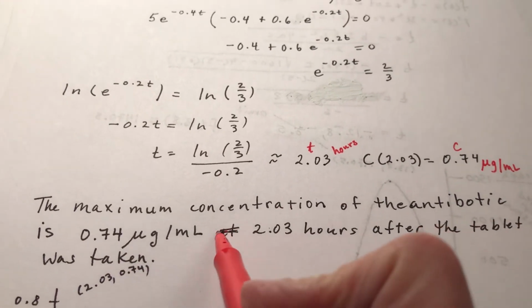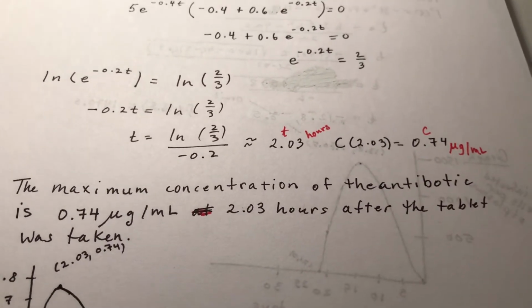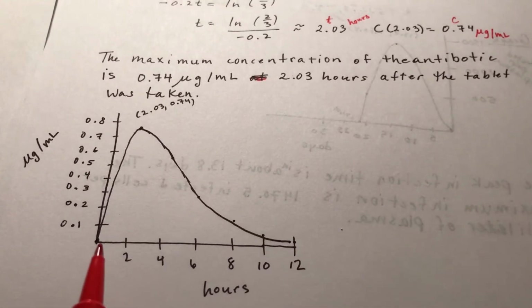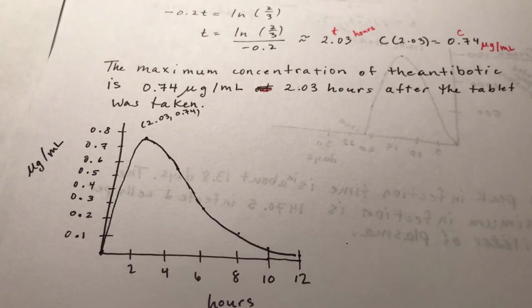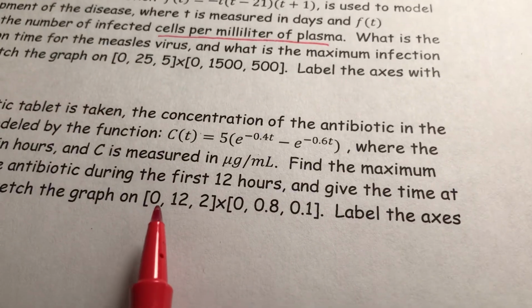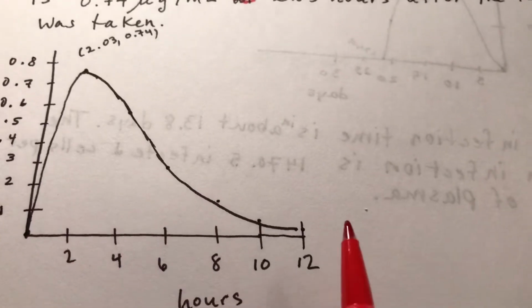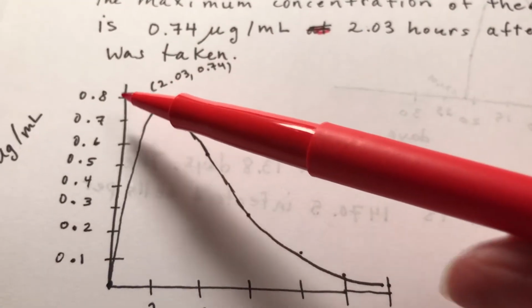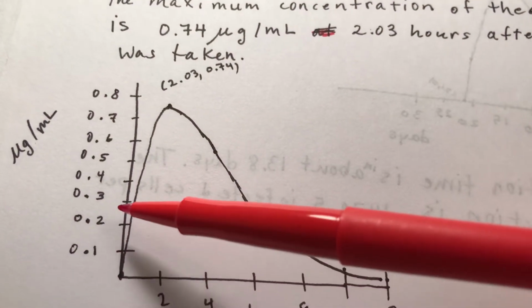And then I was going to say at, but I just put 2.03 hours after the tablet was taken. All right, and then I graphed it. I used the calculator totally. It says for the first 12 hours, so I'm going to graph it for the first 12 hours. And on this axis, like I told you here, to graph, go 0 to 12 by 2s and 0 to 0.8 by 0.1. So 0 to 12 by 2, 4, 6, 8, and then 0 to 0.8 by 0.1s. So that gives you 0.1, 0.2, 0.3, and so on.